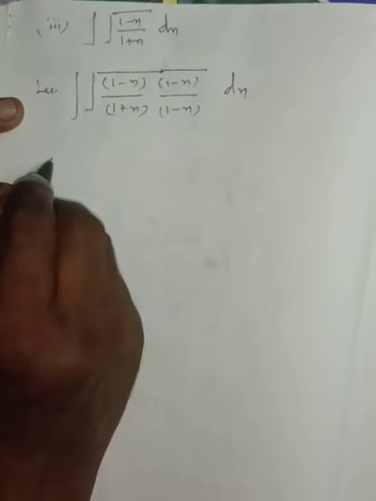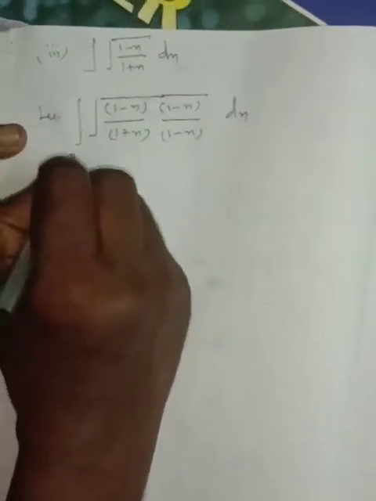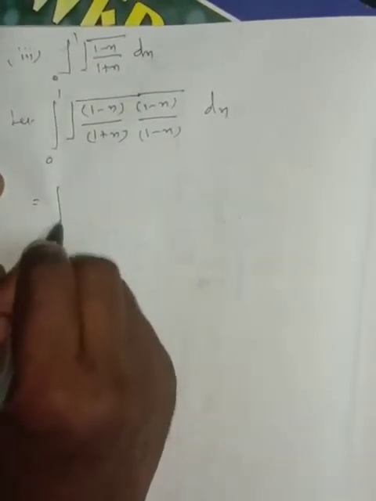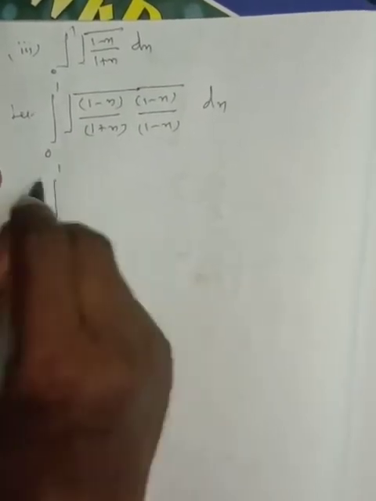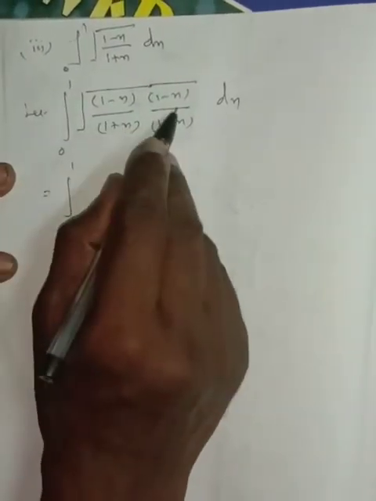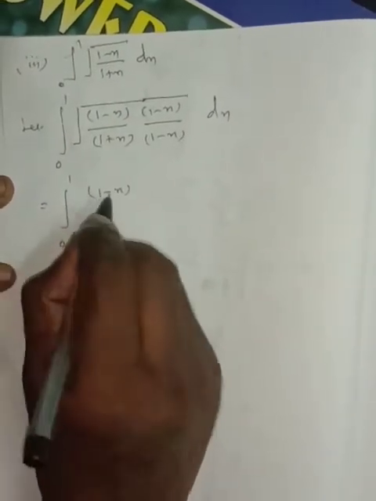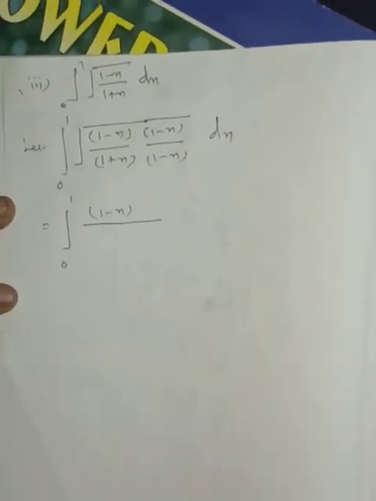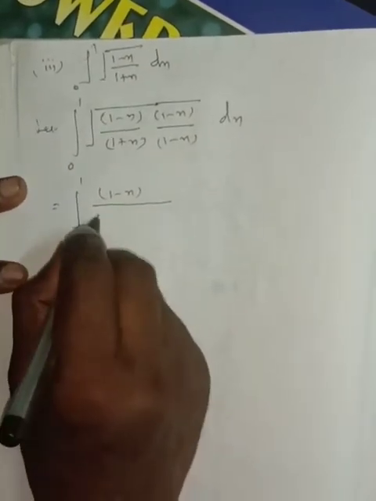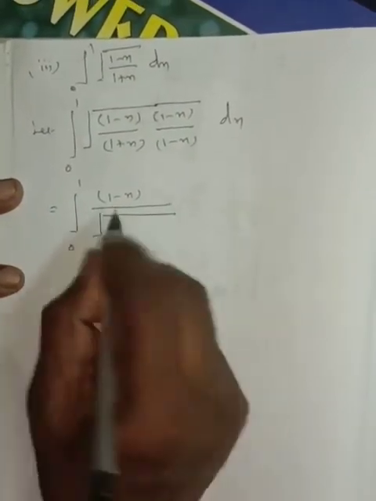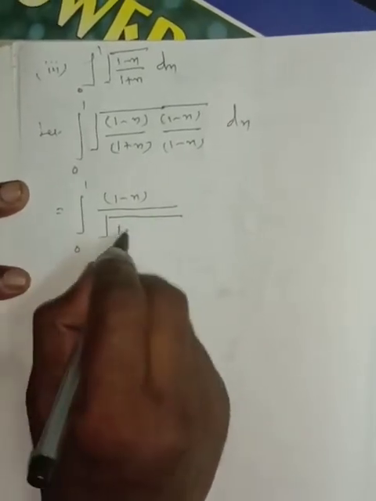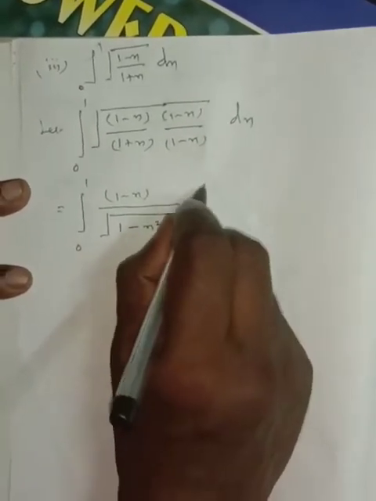Now the limit is 0 to 1. Given, lower limit is 0, upper limit is 1. Is equal to integral 0 to 1, 1 minus x into 1 minus x, 1 minus x whole square. Taking square root, we get 1 minus x divided by square root of 1 minus x square into dx.